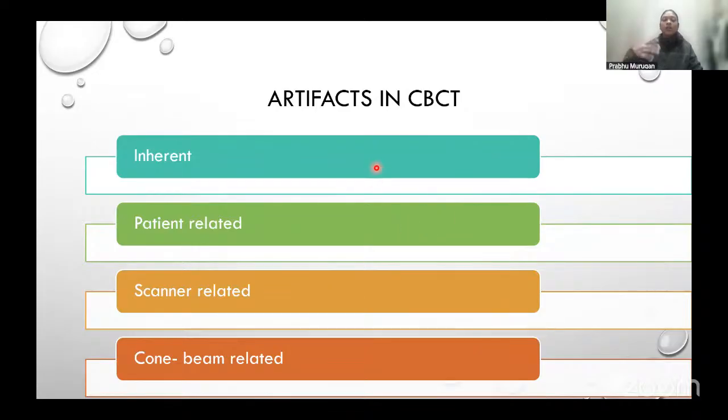Inherent means it's already there in the X-ray machine itself. Patient related is movement during the exposure and all that. Scanner related is the processing unit related errors. Cone beam related is the errors in the X-ray beam exposure. The exposure parameters are there; if at all there is some problem with that, then it can cause artifacts. Okay.